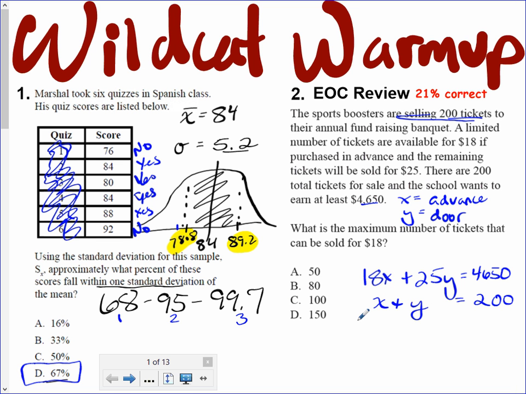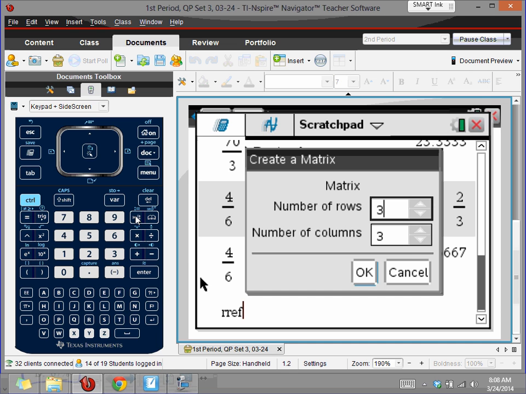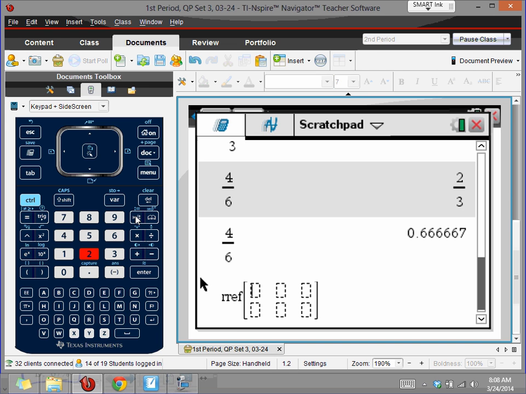Now, here's the question. With the system of equations, you can either use graphing or you can use a matrix. I'm not going to sit here and baby y'all anymore. There's 2 rows and 3 columns. 18, 25, and 650. 1, 1, and the total number of tickets. Karen, second page.